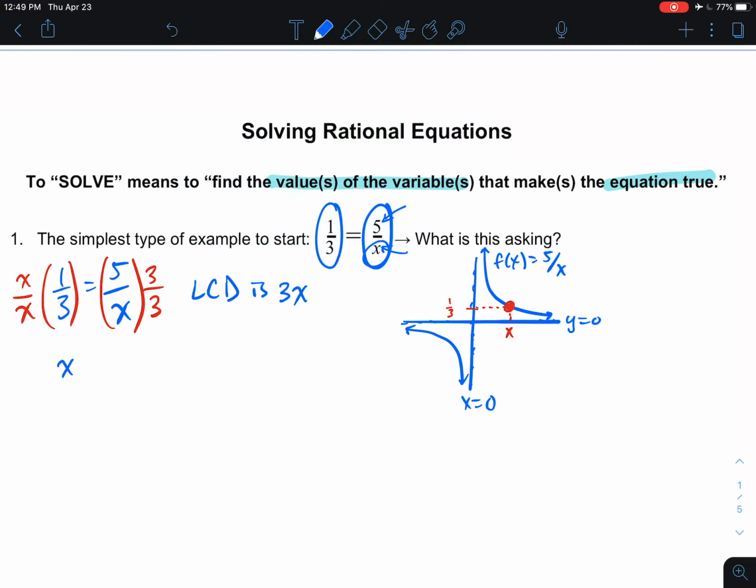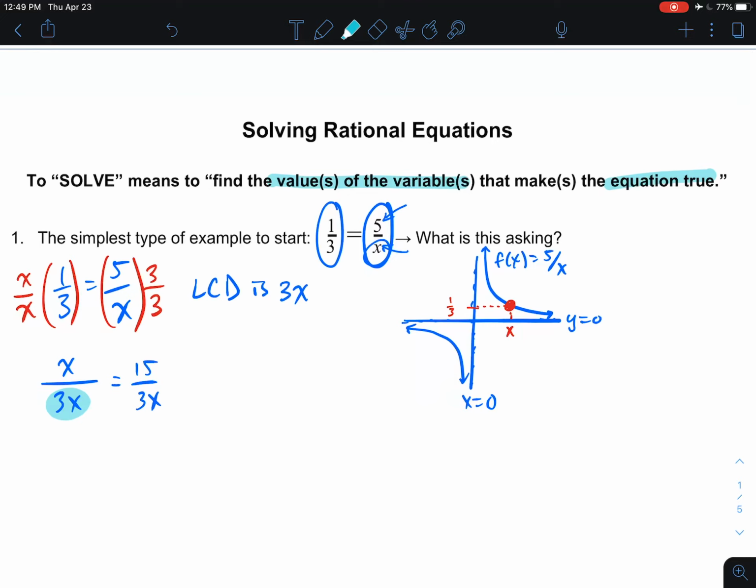So we have x times 1, which is x, over 3x, and then we have 15 over 3x on the other side. Now that we have this common denominator, we can see that something over 3x equals 15 over 3x. Since the denominators are equal, the numerators have to be equal because the two statements are equal to each other. So therefore, I can conclude from here that x is 15. This is one way to approach a problem like this: you can establish a common denominator. That's what we just did.